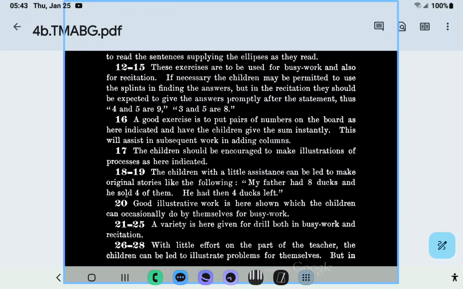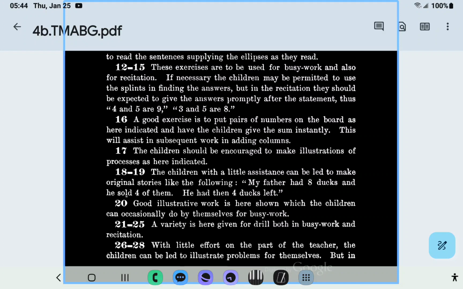Pages 12 to 15: These exercises are to be used for busy work and also for recitation. If necessary, the children may be permitted to use the splints in finding the answers, but in the recitation they should be expected to give the answers promptly after the statement. Thus, 4 and 5 are 9, 3 and 5 are 8. Page 16: A good exercise is to put pairs of numbers on the board as here indicated and have the children give the sum instantly. This will assist in subsequent work in adding columns.